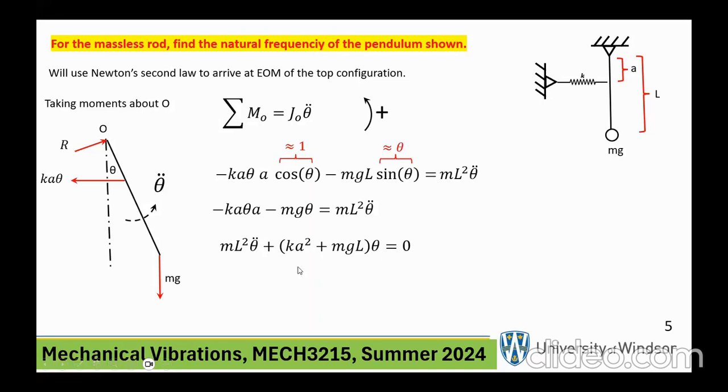Remember, when we talked about these things last two weeks, we most of the time wrote it as m x double dot plus k x equal to 0. But that applies only when you think about a single spring and a single mass. When you have a complicated situation, effective mass and effective stiffness can be calculated, and we did it. Therefore, the natural frequency is the root of this number, the effective k, not k, effective k divided by the effective mass.